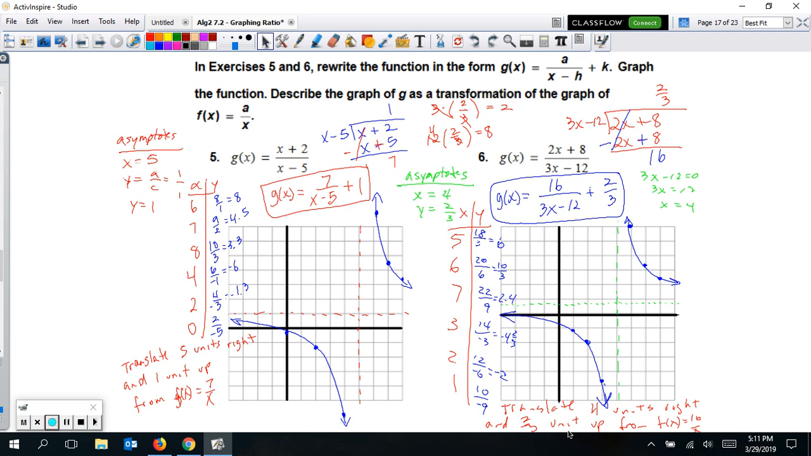And so that's what we can say: translate 4 units right and 2/3 up from f of x equals 16 over x, because 16 is our a number, because remember it's talking about a over x here. So we just use our top number, 16 over x, that's what it would be. If it was just 16 over x, it would be pretty much the same thing, just back over here at the origin, and it would be the same kind of graph there.